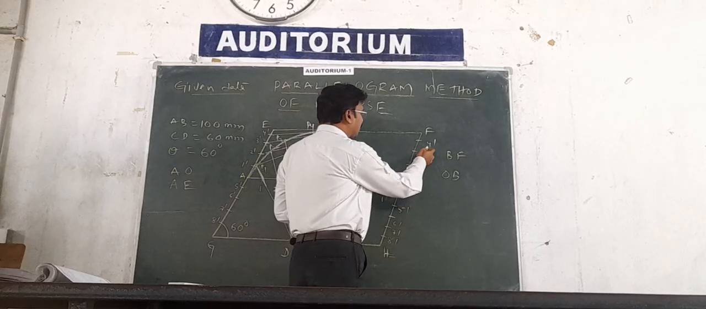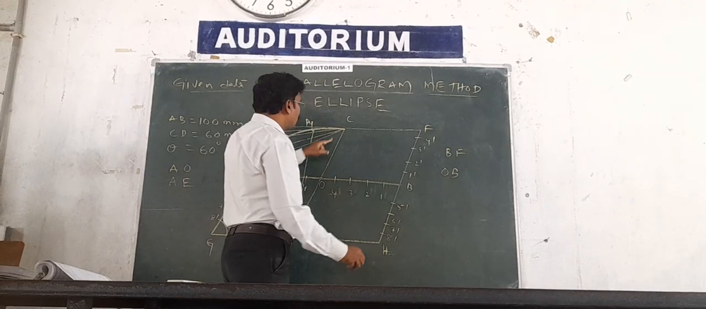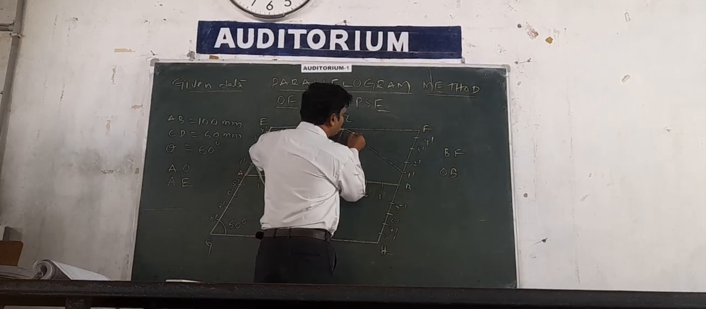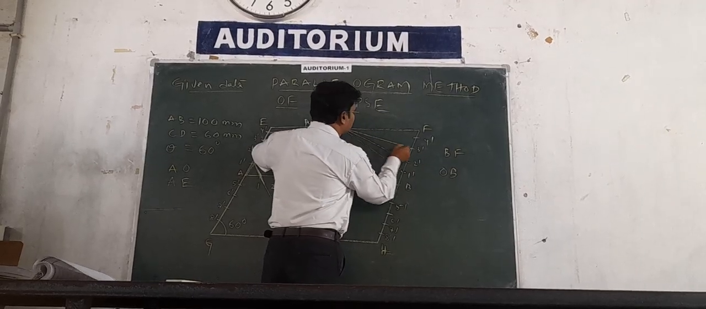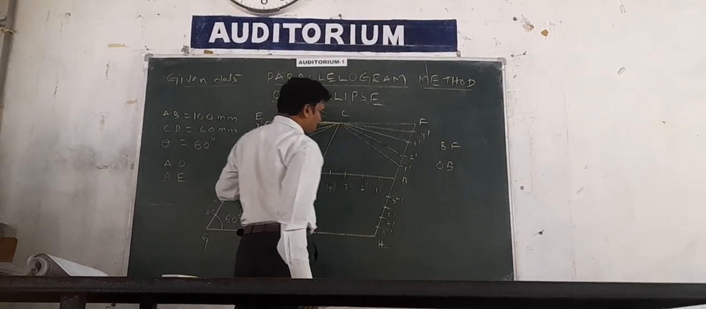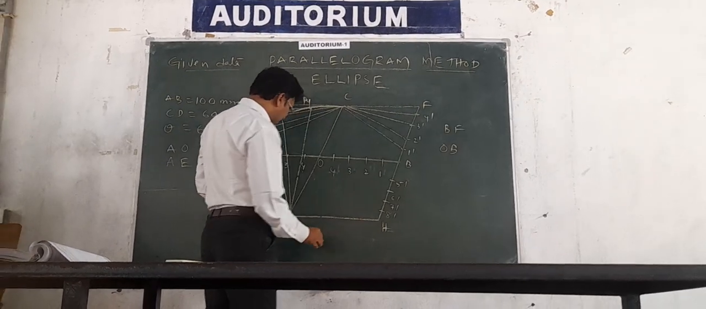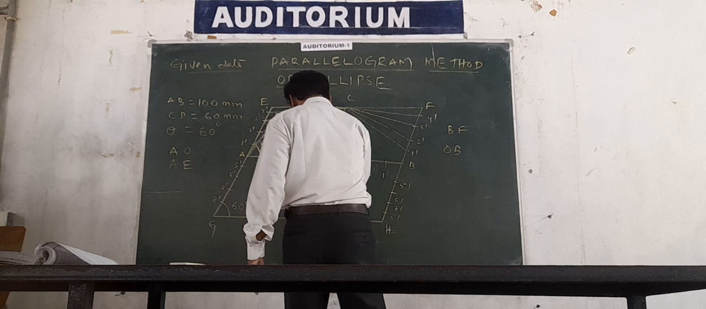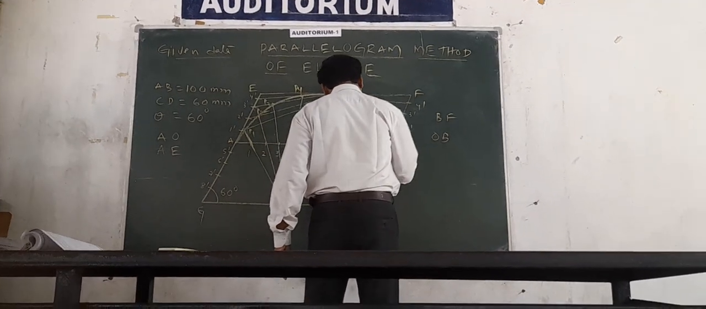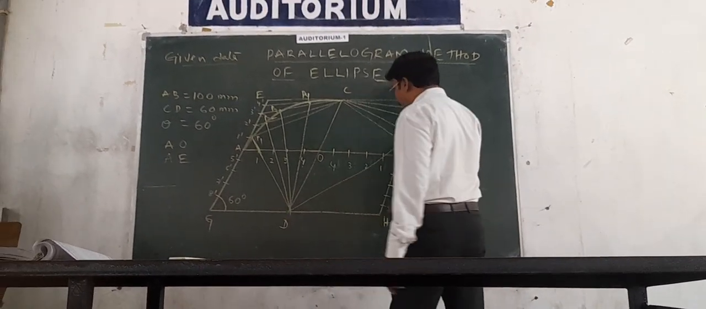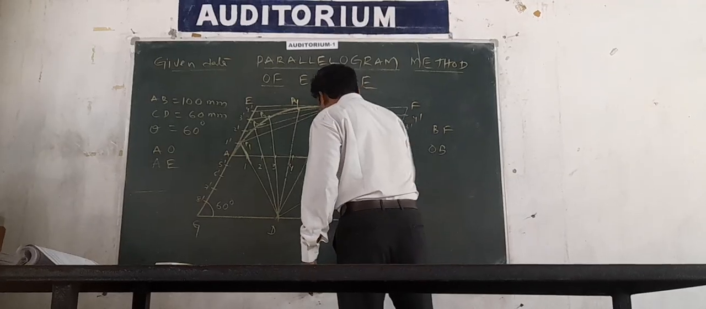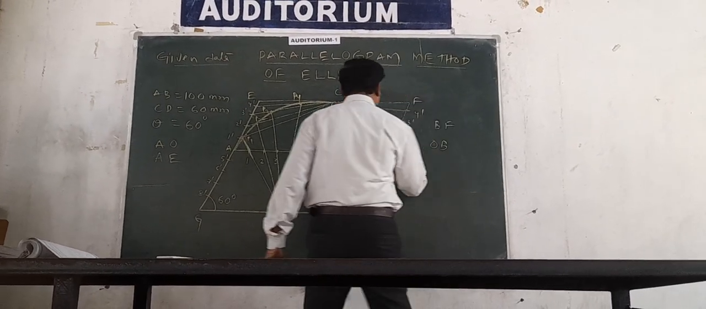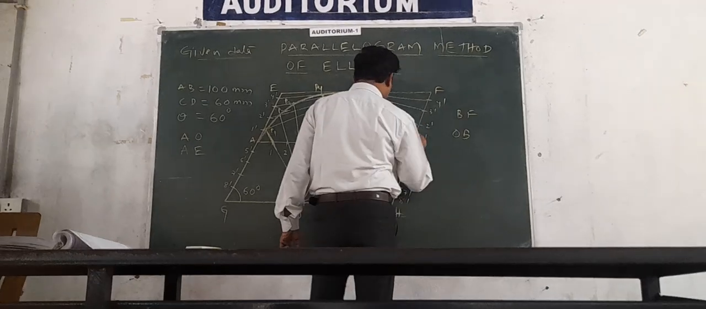1 dash, 2 dash, 3 dash, 4 dash. Now join C2 to 1 dash, C2 to 2 dash, C2 to 3 dash, C2 to 4 dash, and join D2 to 1, and continue this line until 1 dash is intersected. Okay, you will get another point P1 dash.